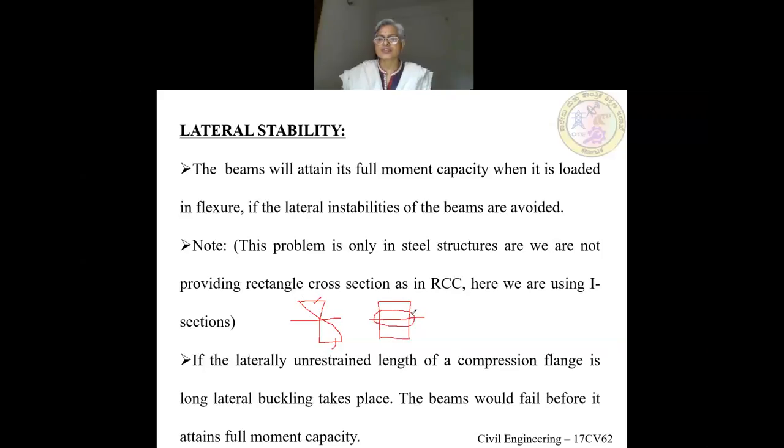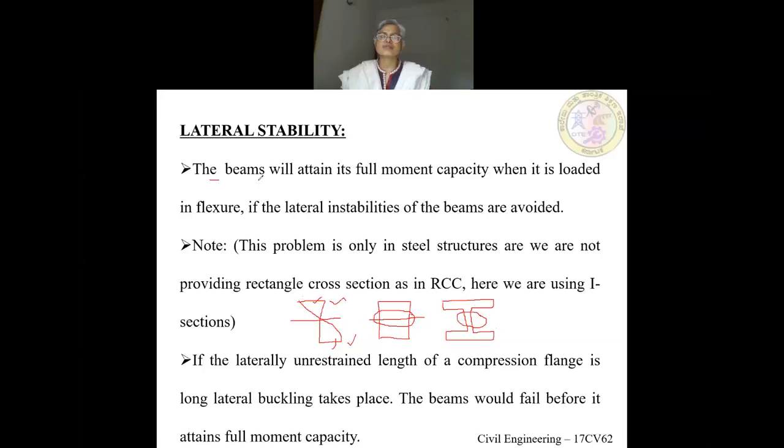Therefore you can remove some of the material. You need more material in the flanges because the bending stress is taken by the flanges. Therefore in steel structures we take I sections in order to make it economical. The flanges will support the bending, whereas the web will take up the shear.